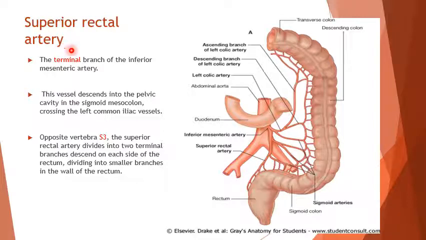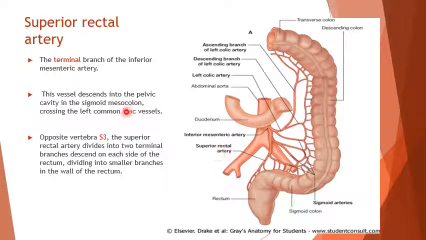The superior rectal artery is the terminal branch of the inferior mesenteric artery and it is the continuation of the inferior mesenteric artery. This is the superior rectal artery. Now it descends into the pelvic cavity in the sigmoid mesocolon. Now what is sigmoid mesocolon? Sigmoid mesocolon is a fold of peritoneum which suspends the sigmoid colon from the walls of the pelvis.